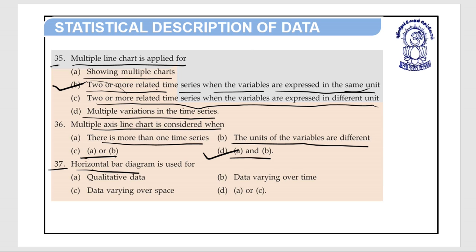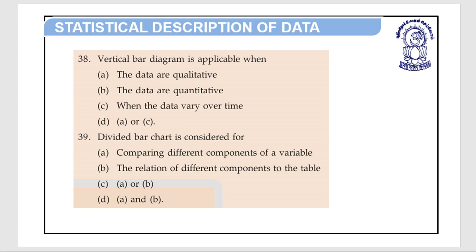Question number 37. Horizontal bar diagram is used for qualitative data, data varying over time, data varying over space. D, A or C. So A or C, qualitative data or data varying over time, is used for horizontal bar diagram. Question number 37, option D is the right answer.